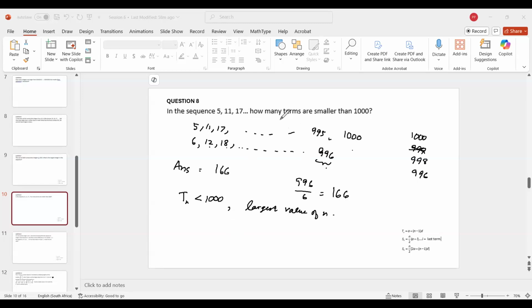N is the number of terms, you see. So you want to know the largest number of terms that you can have which are less than 1000. Now we have a formula for this: a plus n minus 1 times d. Now, a is 5, we are looking at that sequence. The n is unknown. And we know d is 6 because you're adding 6 all the time. So this is n minus 1 times 6. Let me put the 6 in front. Is less than 1000.